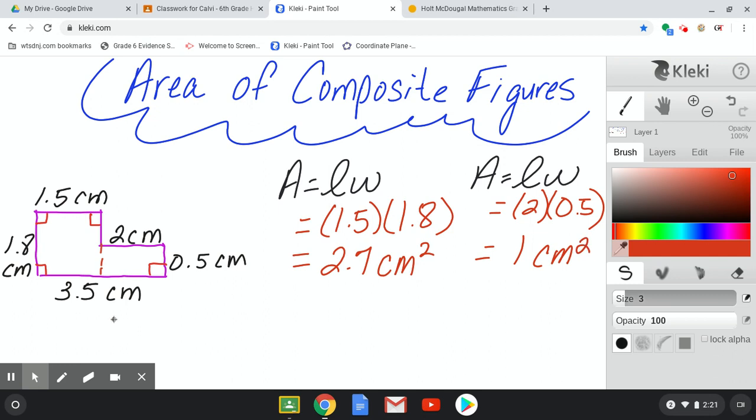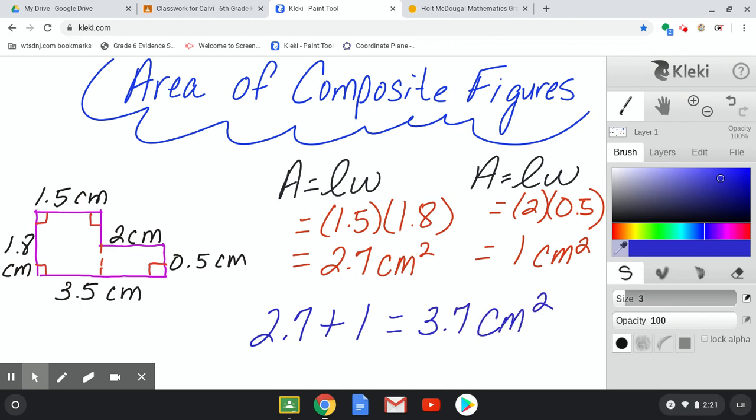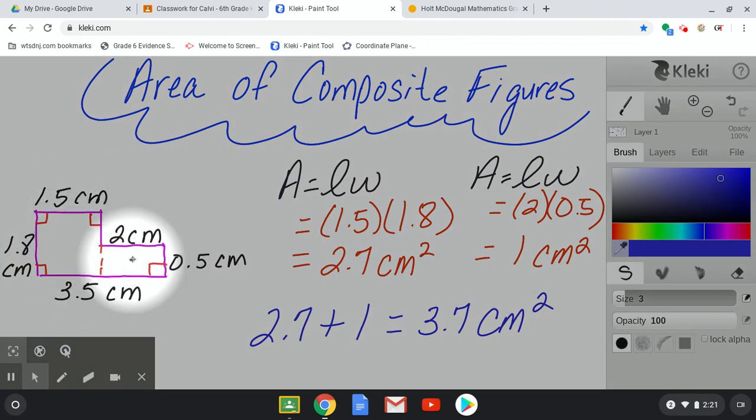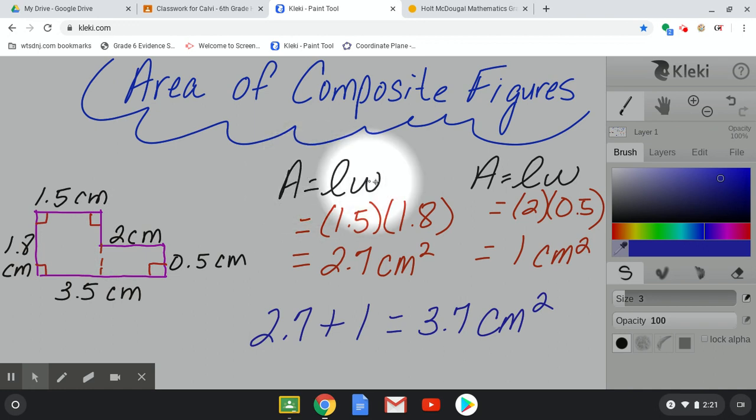So now all we're going to do is add these two areas together. So 2.7 plus 1 is going to give us 3.7 square centimeters for this entire figure as a whole. All right, so all we did was break up a figure into two shapes that we know the formula for. So that was actually example 1A in your textbook on page 361. I'm going to go over example 1B.